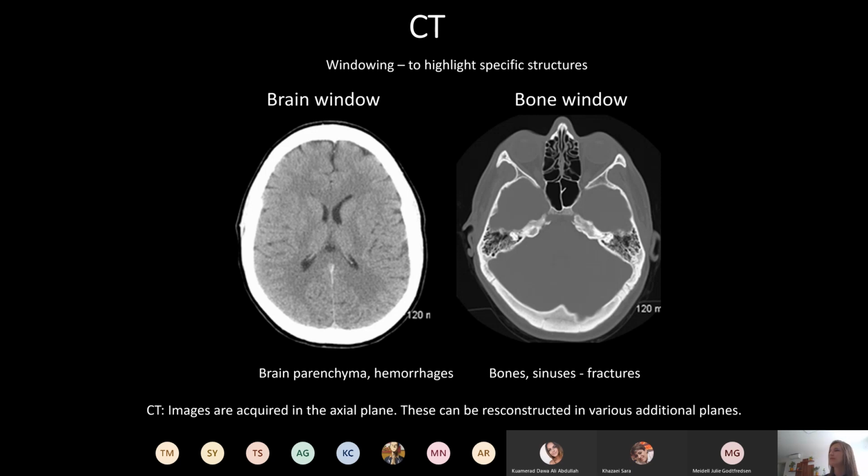In CT, you can use windowing to highlight specific structures. And in a brain CT, there is a brain window and a bone window. The brain window is used to see the parenchyma better and detect hemorrhages. And the bone window is to see the sinuses and fractures. The other thing to know about CT is the images are acquired in the axial plane, and they can be reconstructed in various planes afterwards. But the original image is always in the axial plane. You can do that in any plane.